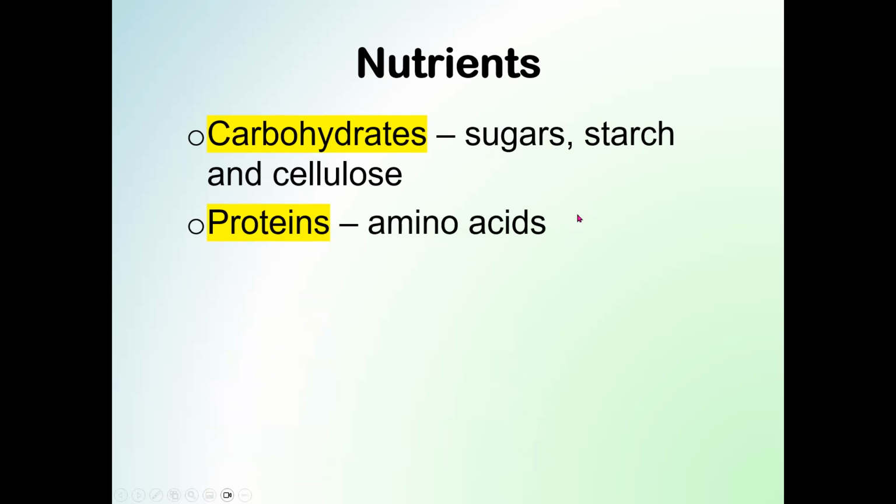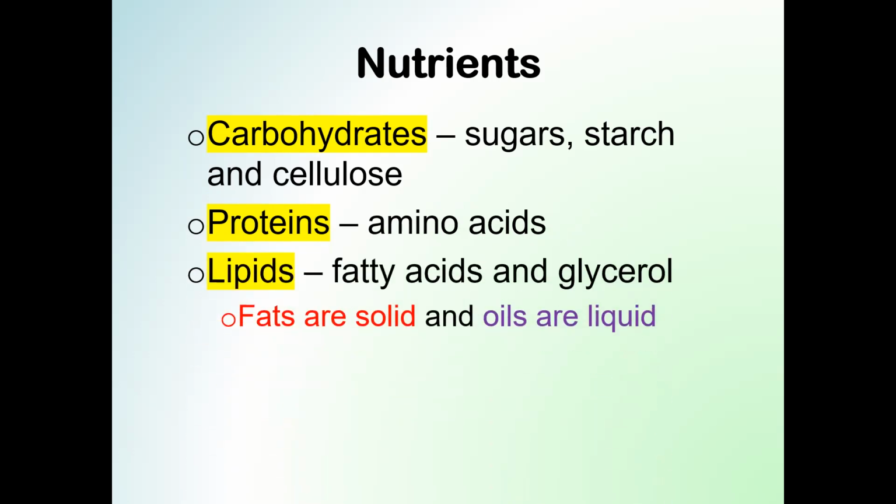Then we have proteins. Now, proteins are essential, and they're made up of amino acids. And there are 20 different amino acids that in a certain sequence produce whatever protein we need. Lipids are the fats, and they have lots of different fats, and the fatty acids and the glycerol, which holds the whole thing together. Now, the difference between fats and oils is that fats are solid, butter, if you like, and margarine. Oils are liquid.